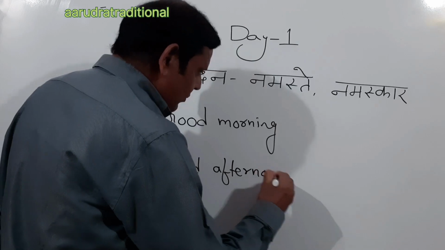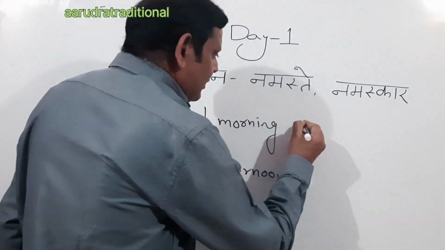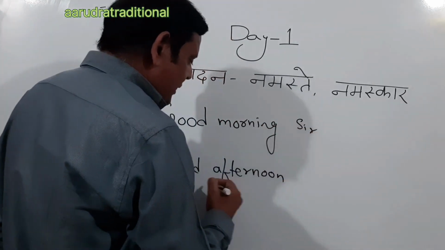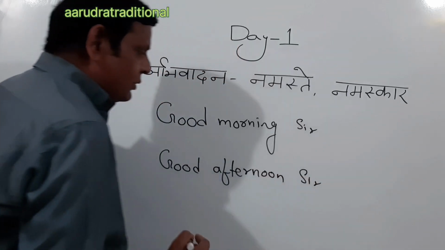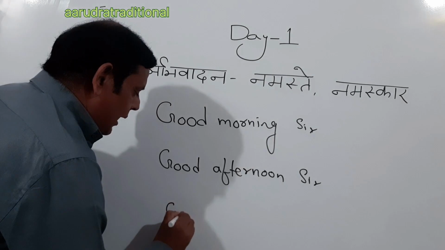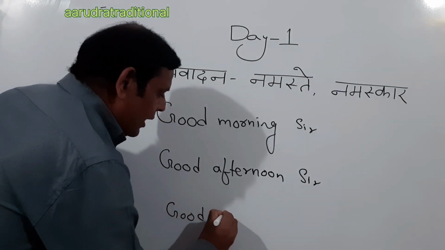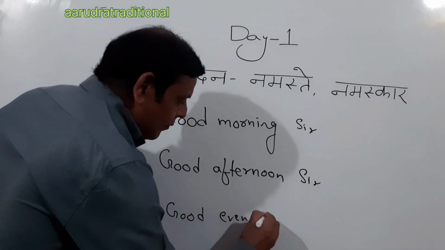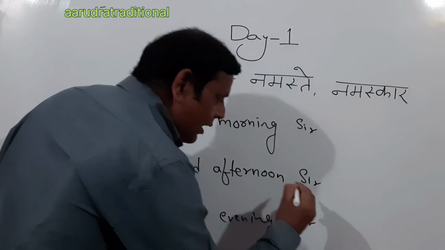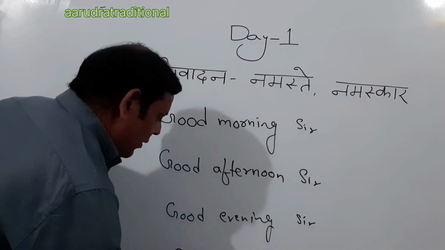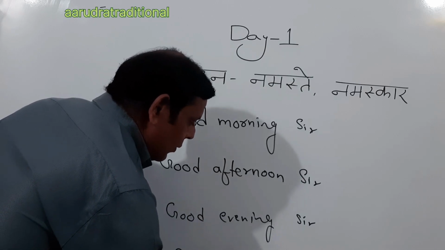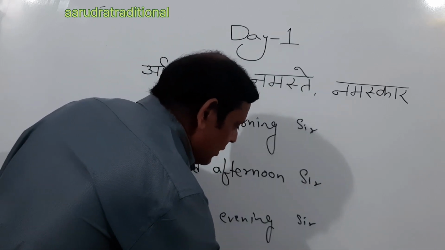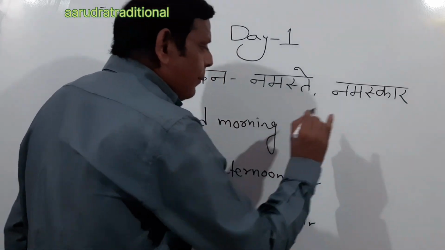Good afternoon. For example, if any sir is there, good morning, sir. If any madam is there, you have to write the same. So good afternoon, sir. After that, good evening, sir or madam. Next one, this is what? Good night. Good night, sir or madam.